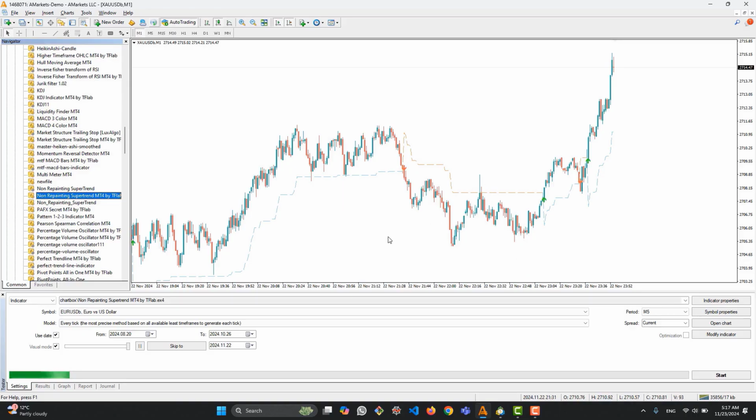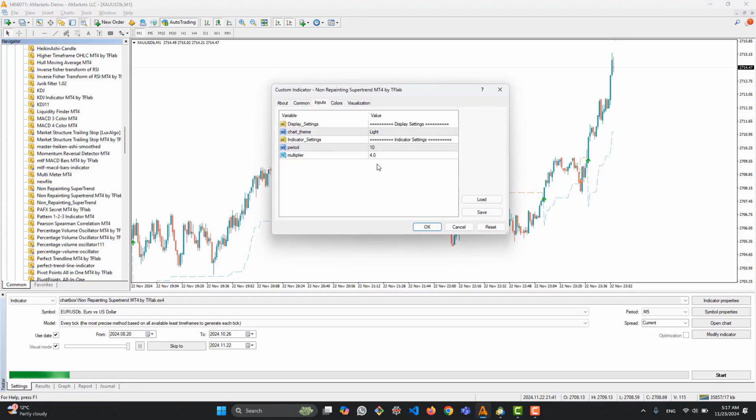Let's go over the settings of this indicator together. The first option is the calculation period of this indicator, which comes into play during this period and performs the calculations. The higher the value, the smoother the line will be.